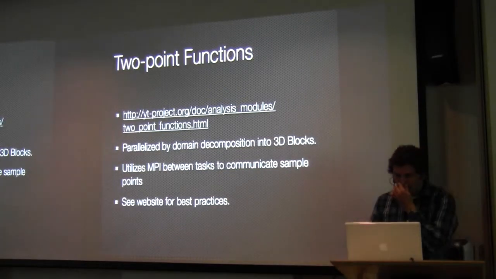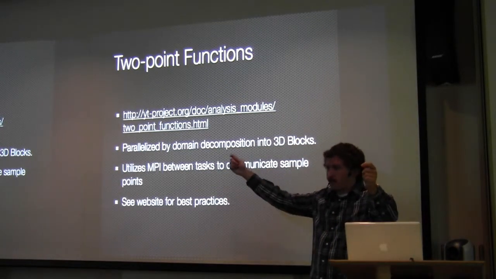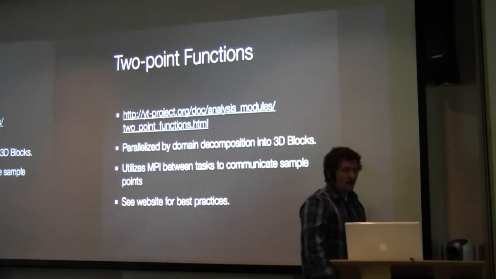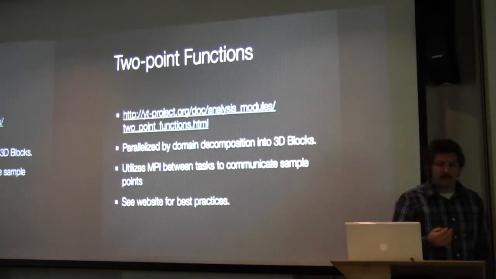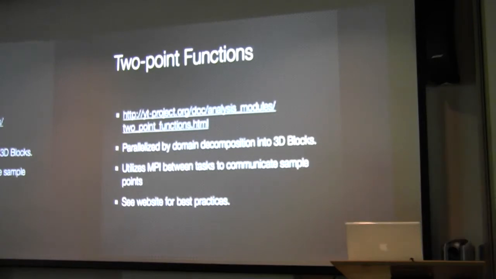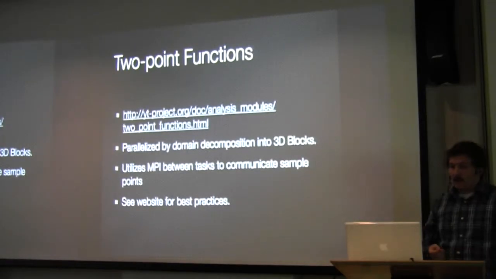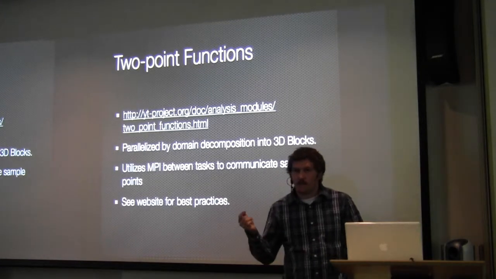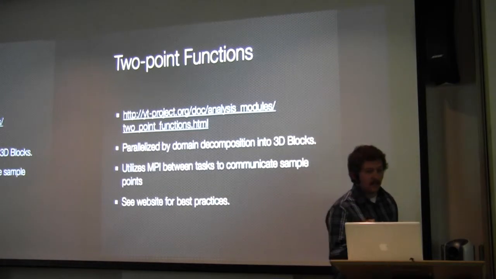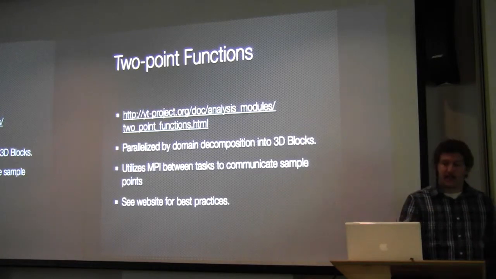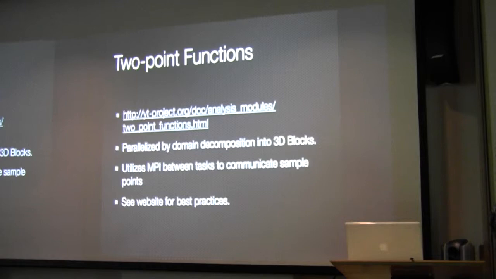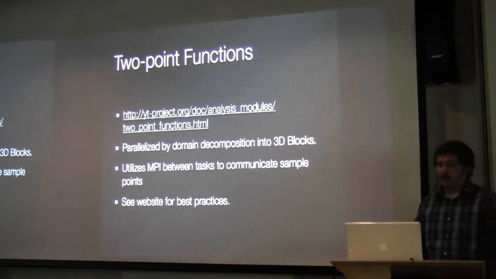2-point functions are where you're doing some calculation based on a spatial coherency. And this again is parallelized by domain decomposition into bricks. It uses MPI to communicate between processors to talk to each other. And there's a whole section on this on the website here about what the best practice is for doing these efficiently in parallel. And there's also examples online.